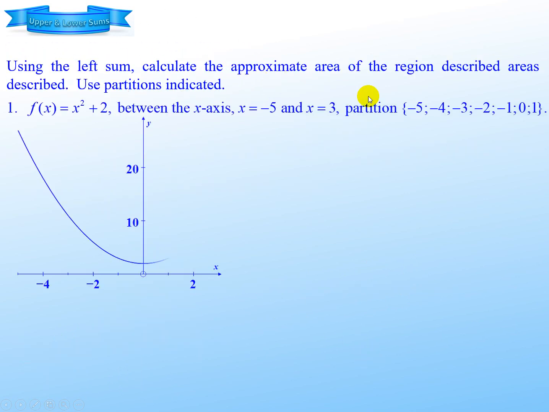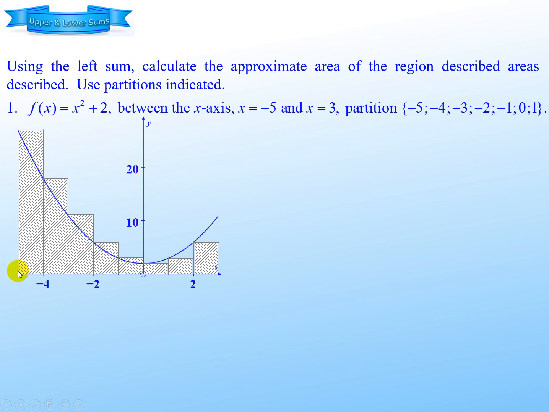Using a left sum, calculate the approximate area of the region described. Use the partitions indicated, all right? So we've got f of x equals x squared plus 2 between minus 5 and 3. Partitions minus 5, minus 4, minus 3, minus 2, minus 1, 0, 1. And there should be a 2 there too, sorry. You see there is a 2 there as well. There are our left sums there.